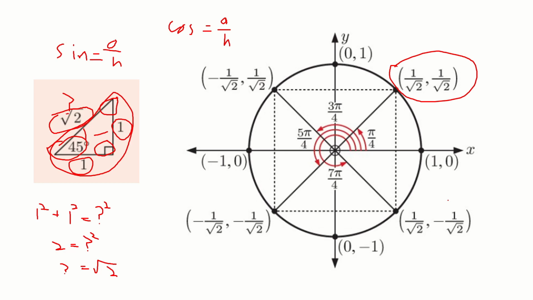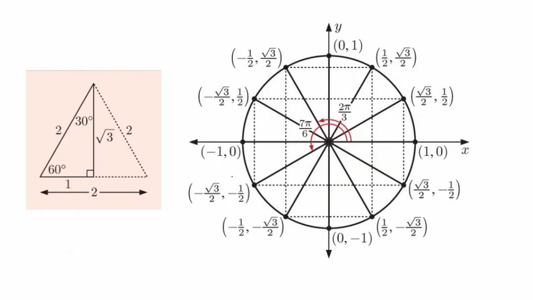Now the next triangle is an equilateral triangle, which means a triangle with all three sides having an identical length. And these three sides all have a value of 2 units. Now say we cut this triangle in half. This will give us a right triangle with one side that is 2 units long, one side that is 1 unit long, since the base of the triangle split in half would be equal to 1 unit, and a side of undefined length.